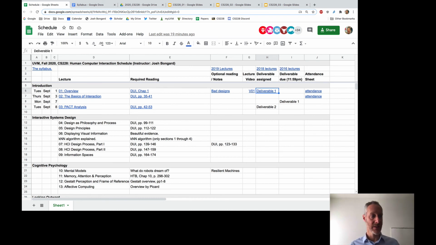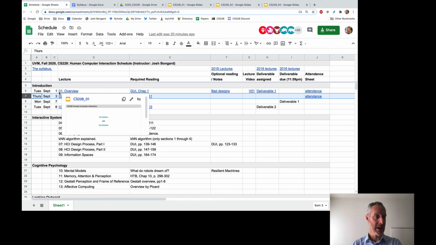Okay. I assigned you deliverable 1, in which you'll be installing and starting to play around with the Leap Motion device. Any quick questions about the Leap Motion device? You can either type something into chat or raise your hand and unmute yourself and ask your question. So far, so good? No questions so far?